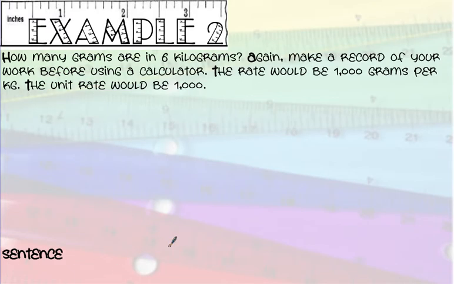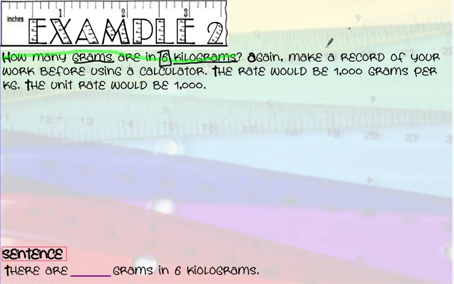All right, so here, if you're feeling kind of comfortable with this, you can go ahead and try this one on your own and come back and check your answer. We are working with the metric system here, so you need to know that you have 6 kilograms, so how many grams are in 6 kilograms? 6 being important in kilograms and grams. So we know that we want our answer to be in grams. So our sentence should tell us how many grams there are. So it should say that there are blank grams in 6 kilograms.